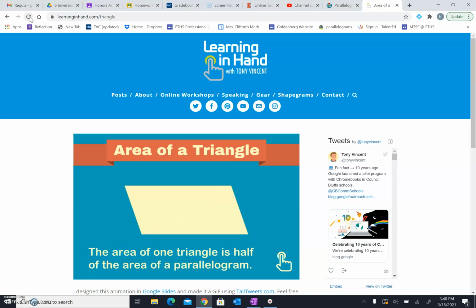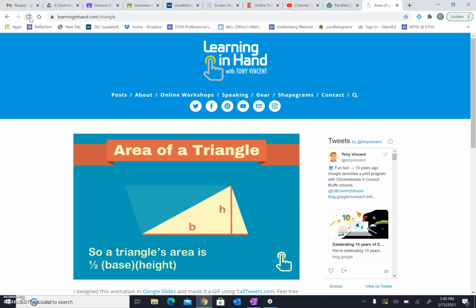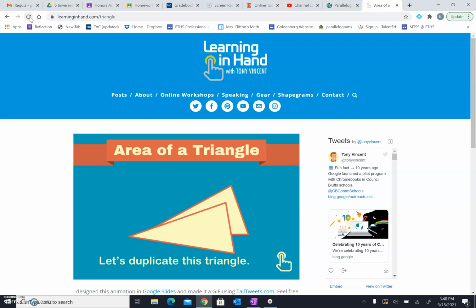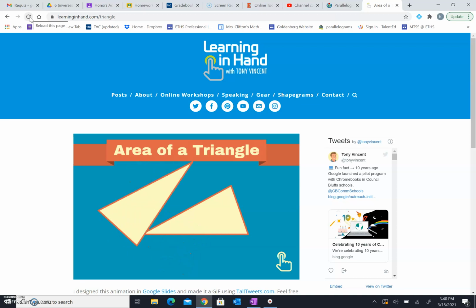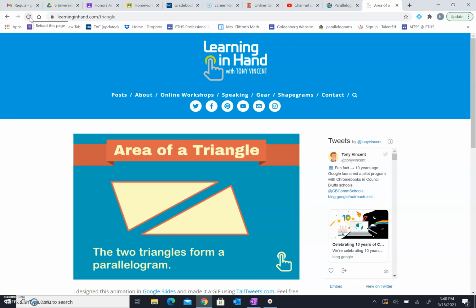And the area of one triangle then is half of the area of the parallelogram. So the parallelogram is the base times the height like we just saw. So a triangle's area is taking that and then dividing it by 2. So I'll show that one more time just for reference. Take the triangle, duplicate it, turn it around to kind of fit in like a puzzle piece, and you're going to make a parallelogram.